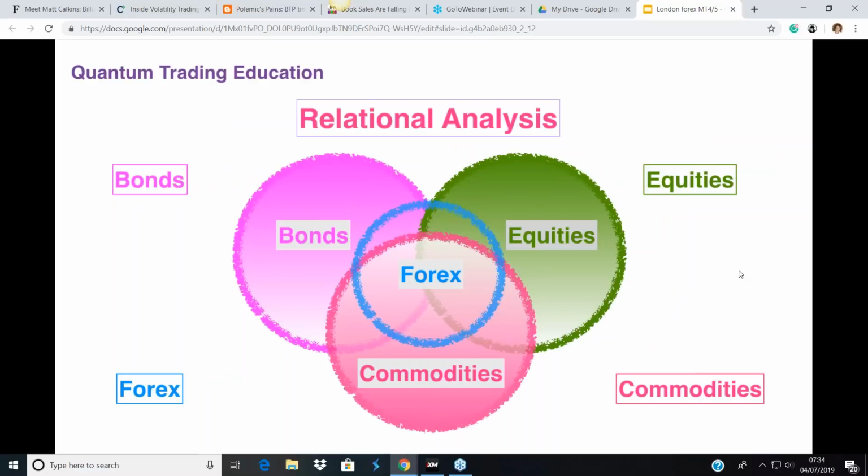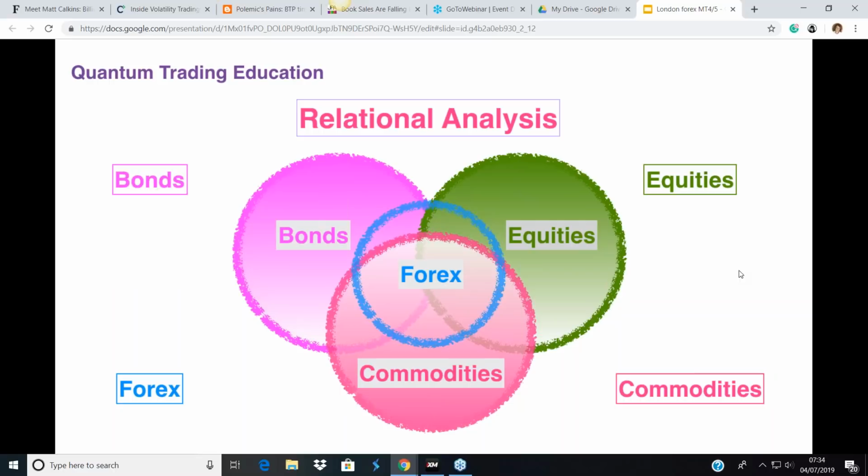Volume price analysis, in other words chart reading, is only one skill that you have to develop as a trader. You then have to move on to understand how these markets work as a whole. In other words, you have to understand the fundamental drivers at any given time, and then on top of that, you look at the market as a whole. And this is what we call relational analysis or cross-market analysis.